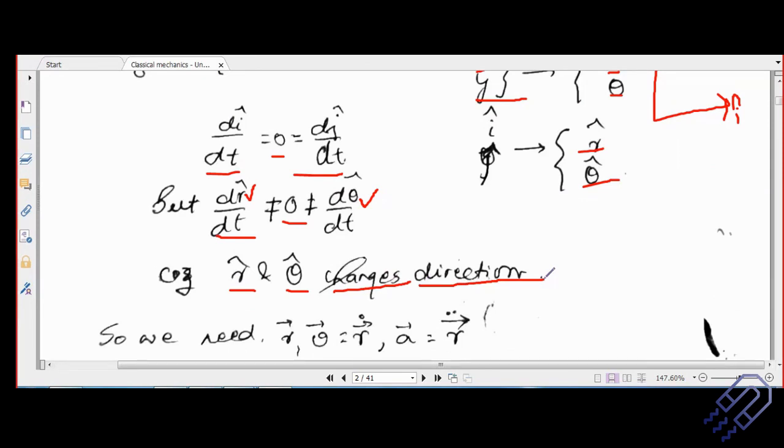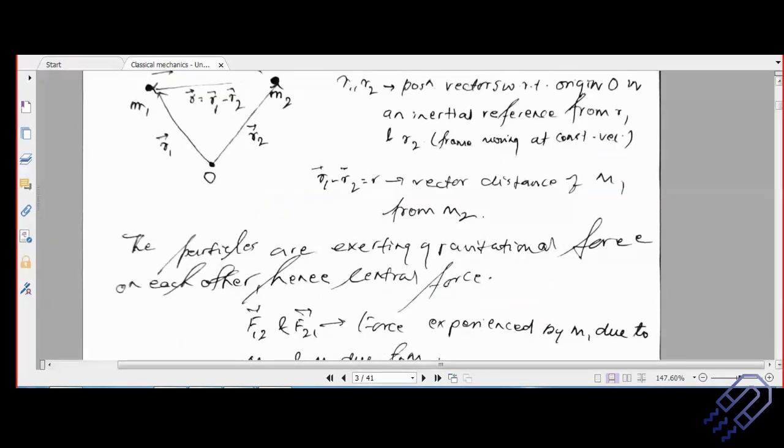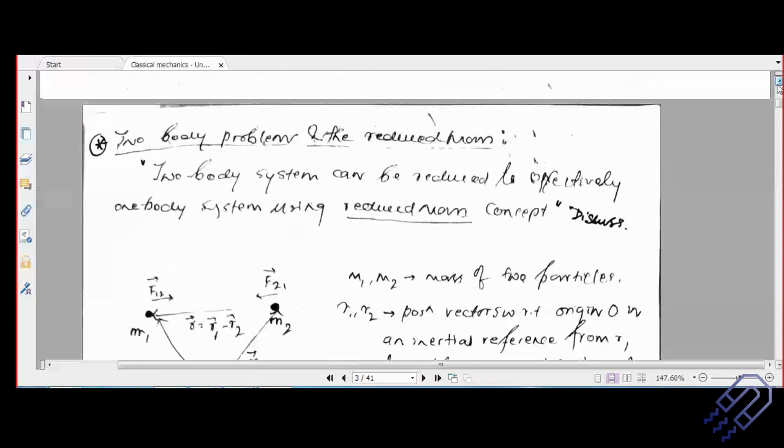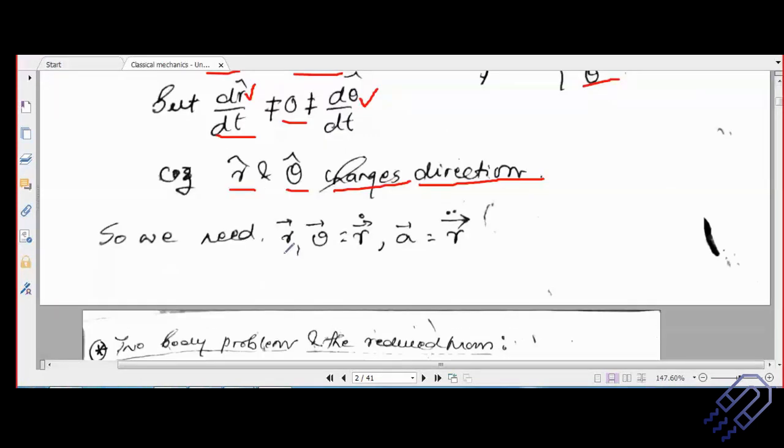So what do we get from here? That we do have some important parameters, and those parameters are nothing but r, theta, which can be written as r dot. Because you know that whenever we are talking about angular displacement, r will change with time. That means the angle theta will change. So theta is nothing but r dot, and then acceleration is r double dot. You can take it in different forms.